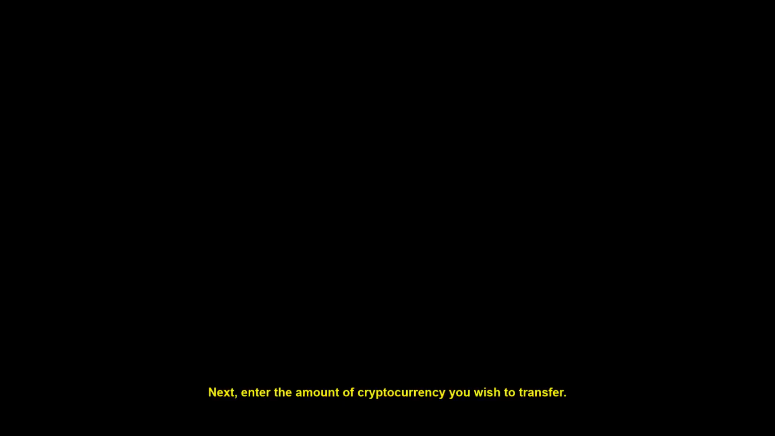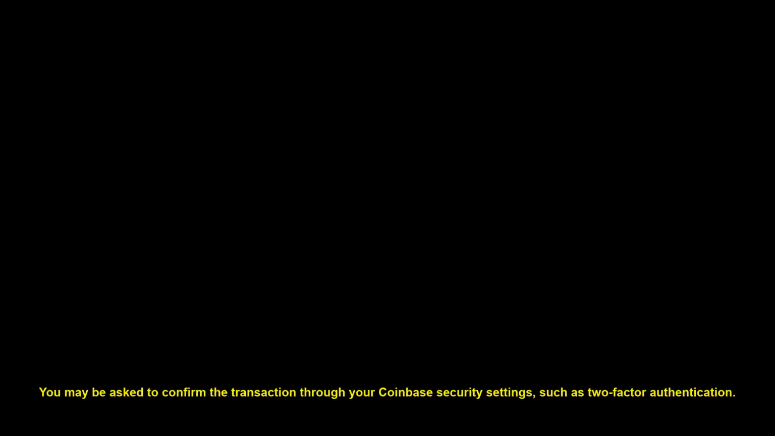Next, enter the amount of cryptocurrency you wish to transfer. Review the transaction details, including network fees, before proceeding. If everything looks correct, click the Continue button. You may be asked to confirm the transaction through your Coinbase security settings, such as two-factor authentication. Once confirmed, you will see a summary of your transaction.